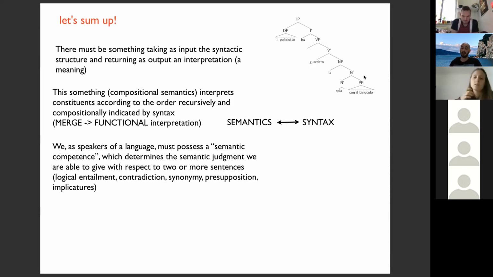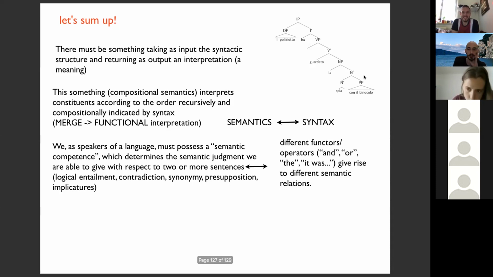We have seen that we agreed a lot on certain relations like contradictions, synonymy, presuppositions, and we agreed a little bit less when it came to implicatures and logical entailment. With logical entailment, we agreed a lot, but only if we made sure that we would interpret logical operators in the same way, and we have seen that this is a little bit problematic. With contradiction, synonymy and presupposition, we agreed completely, 100%. You also agreed on a certain interpretation of numbers. Different operators like "and," "or," "the," give rise to different semantic relations.